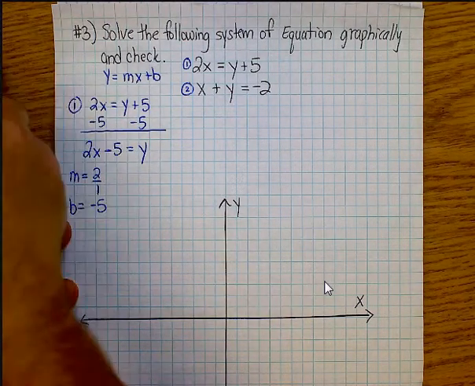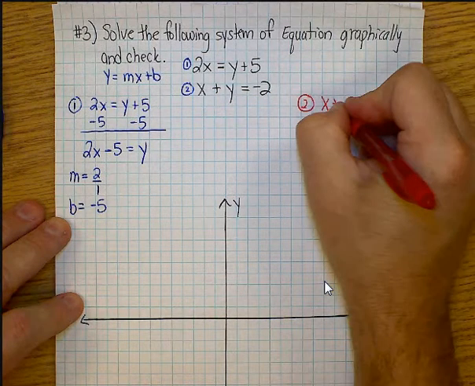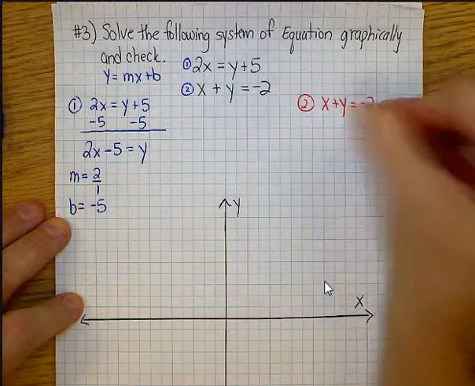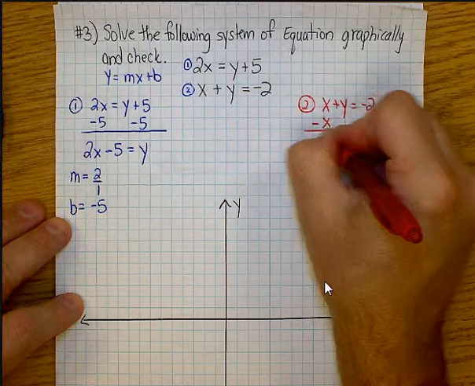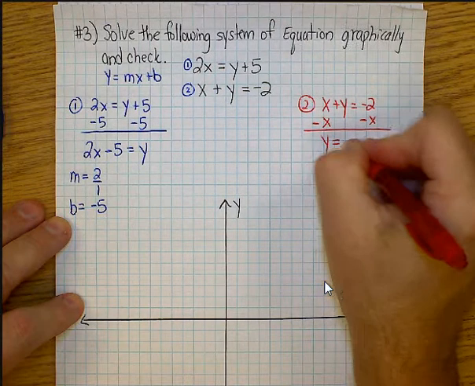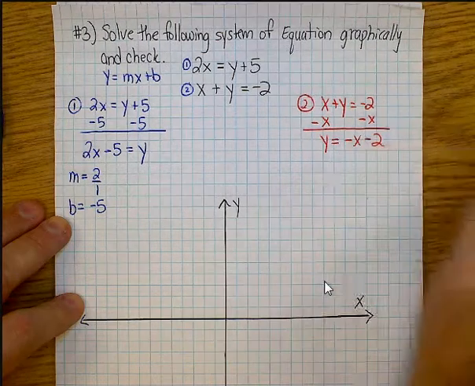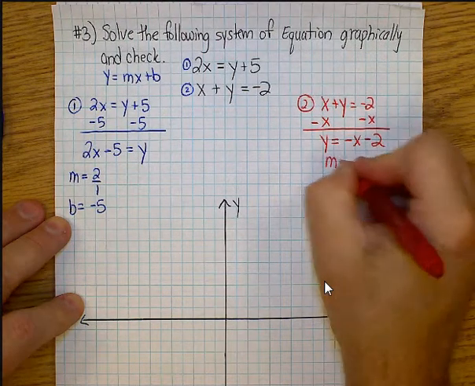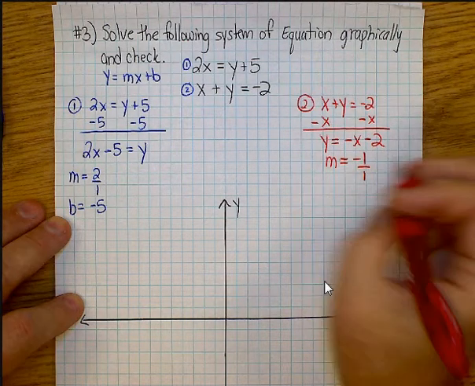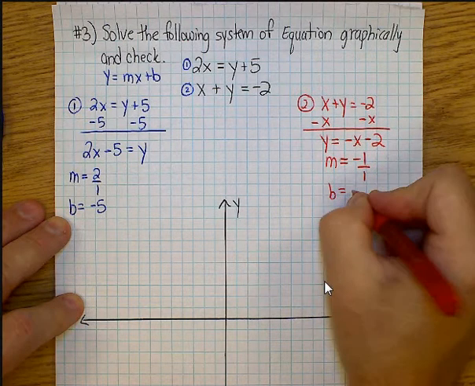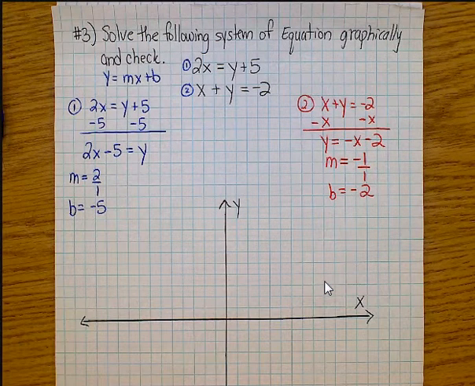All right? Equation number 2, x plus y is equal to a negative 2. Solve for y. Subtract x from both sides. Y is equal to, write it in the form that you want, mx plus b, so the x term comes first. The slope for this line is the number in front of x, which is a negative 1, and write that as a fraction. And the y-intercept, again, is that constant that's with the x term. In this case, it's negative 2.